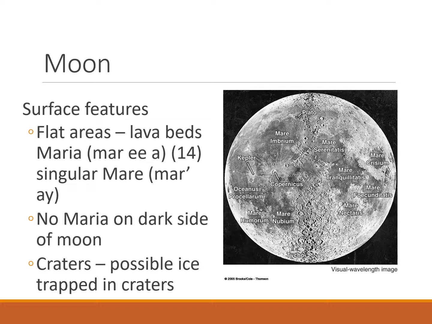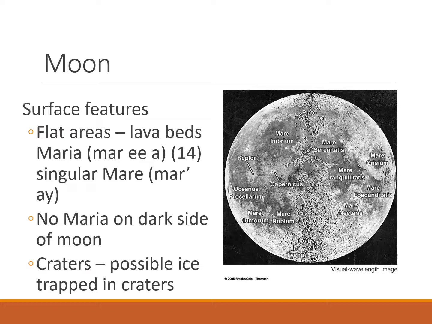Okay, so let's talk about the surface features on the moon. There are these 14 lava beds, which are flat and also very dark in color, and they call them maria. And if you're looking at a single one, it would be mare. There are no maria on the dark side of the moon. So if you were to go to the other side of the moon that's not facing us, you would not see these dark features, these lava beds.